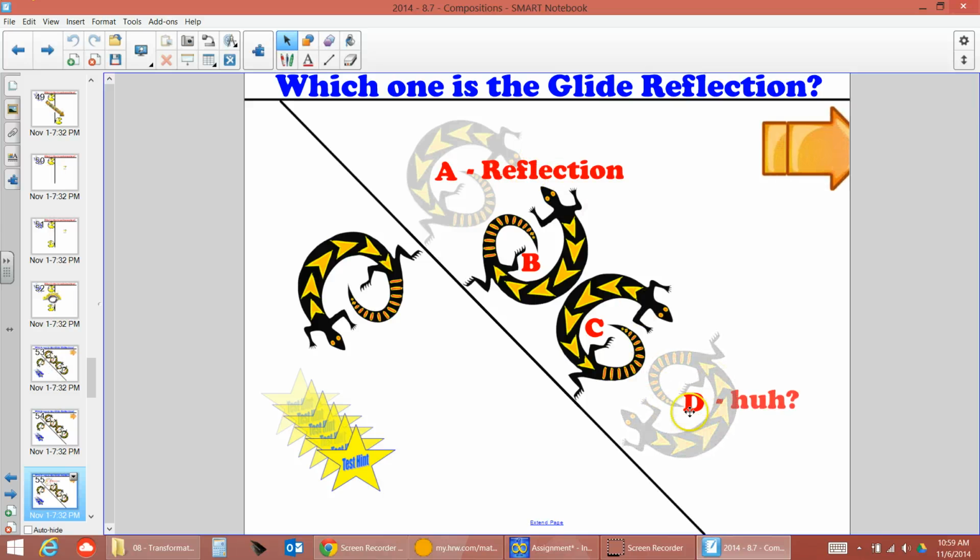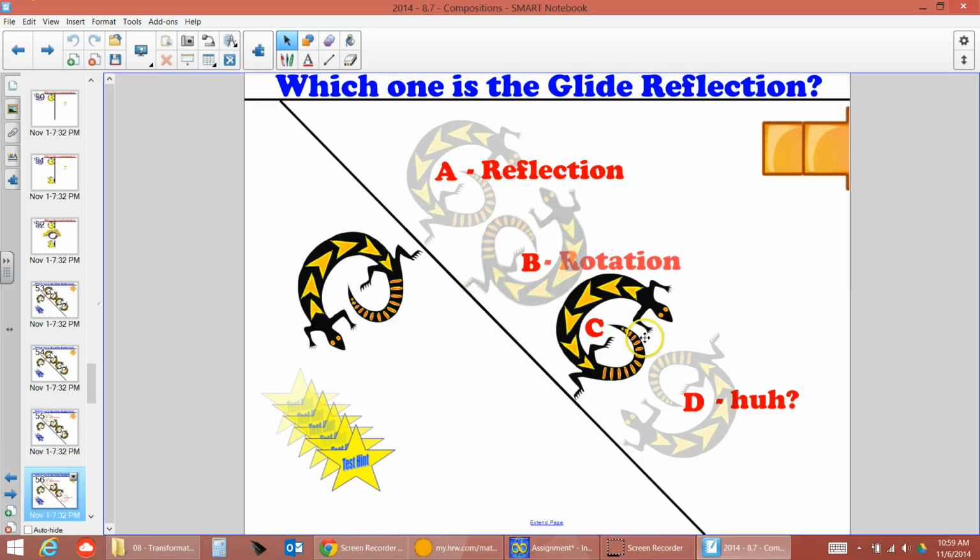And then B, I don't even know what that one is. It's all sorts of funky. So I'm going to ignore that one for now. B, I can tell is a rotation. If we look at the full shape, notice how the head is facing here, rotated around, and it's facing this direction now. It's a rotation. So B is out of the question. So now we're down to C or D.